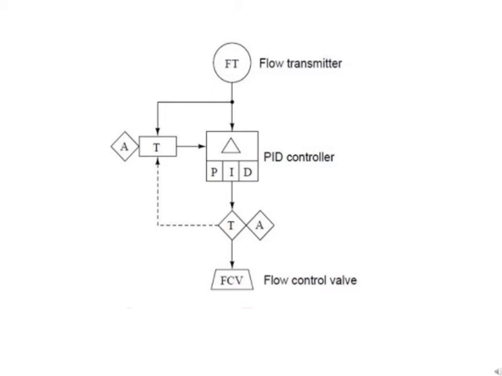Rectangular blocks such as the P, I, and D shown in this diagram represent automatic functions. Diamond-shaped blocks such as the A and T blocks are manual functions which must be set by the human operator.